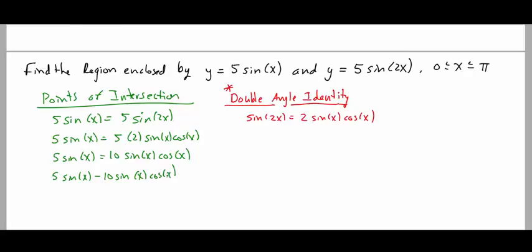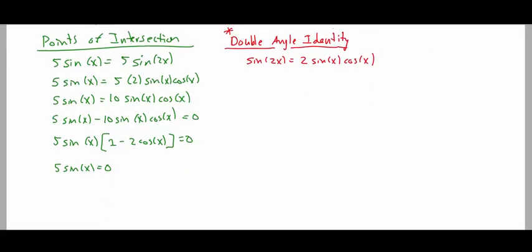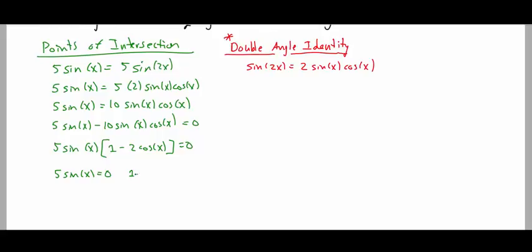Okay, and then when I look at these and I subtract them, and they're set equal to 0, I should be able to factor. So I'm going to factor out a 5 sine of x. And if I factor that out, I'm left with 1 minus 2 cosine of x equals 0. 5 sine of x equals 0. These are fun. Okay, and then my other one is 1 minus 2 cosine of x equals 0.